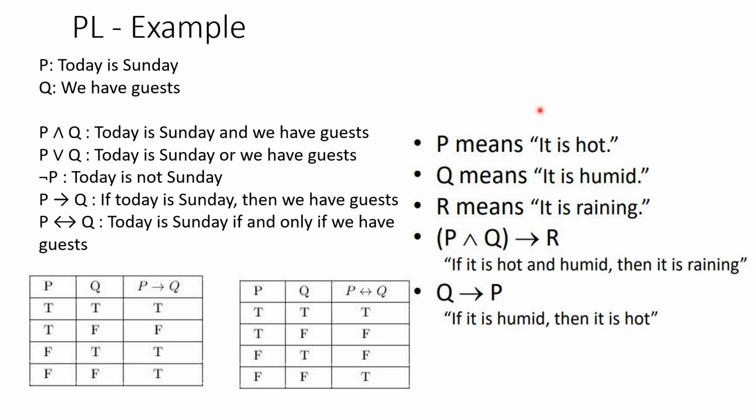So here we can see another example. P means it is hot, Q means it is humid, and R means it is rainy. So we have the example P and Q implies R. That means P and Q means it is hot and humid, so that means it is rainy. Then Q implies P means if it is humid, then it is hot.